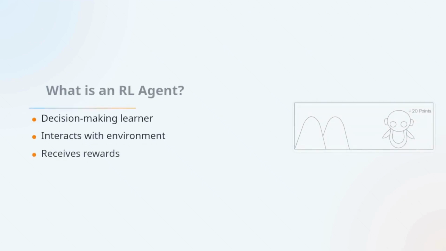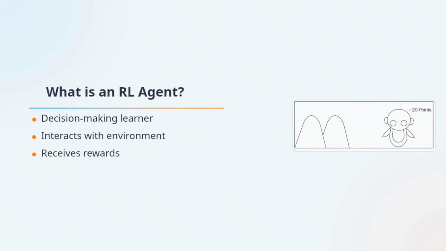In reinforcement learning, the agent is the learner or decision maker. It is usually a software program that interacts with the environment, takes actions, and receives rewards based on those actions. A simple example is a game-playing character like Super Mario learning how to move through a level.